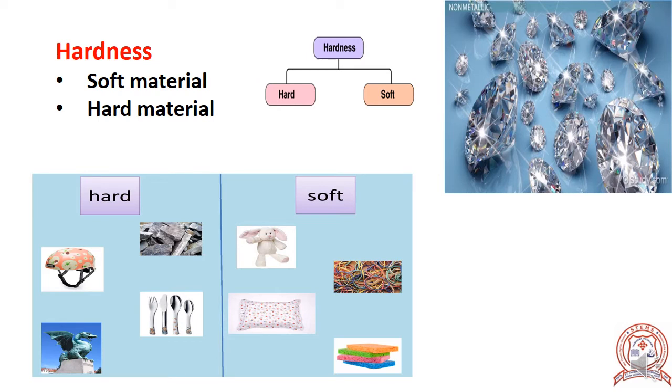Next property is hardness. Hardness is divided into soft material and hard material. Some materials such as metals, diamonds, plastic, glass, wood and rocks are hard. Hard materials such as glass, some kinds of plastic and some rocks may break easily, whereas metals, wood and some plastics do not break easily.